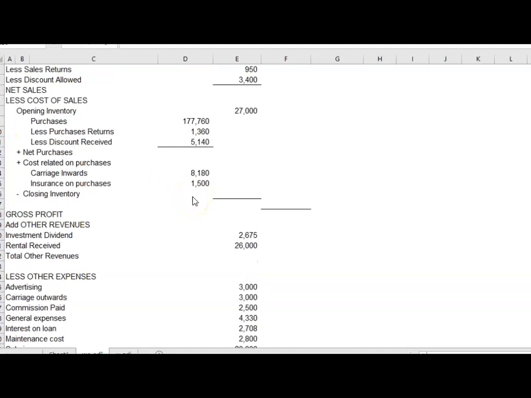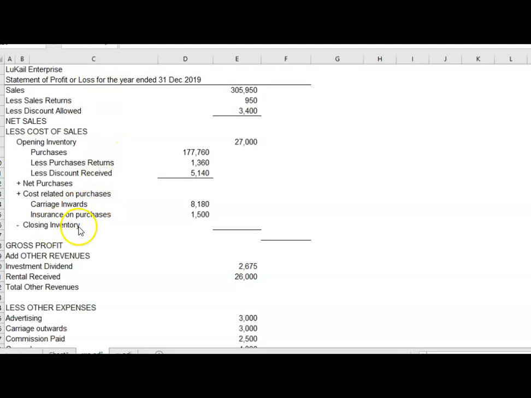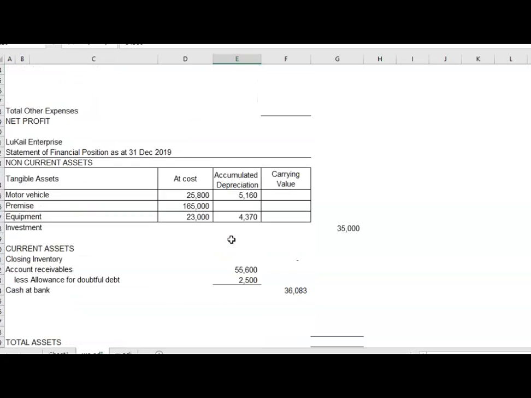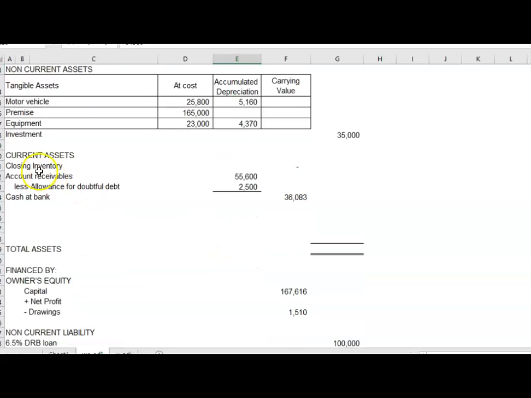So on our statement of profit or loss, the closing inventory is here. So you put 34,500. That is the figure for the closing inventory. Okay, one, you put in here the statement of profit or loss, and another one, you need to put the closing inventory in the current assets. 34,500.